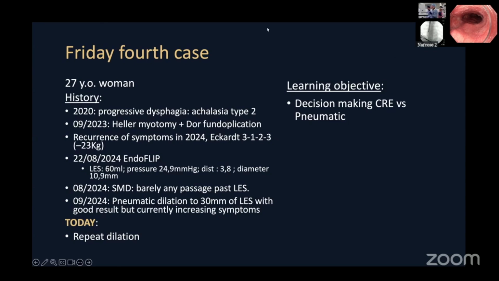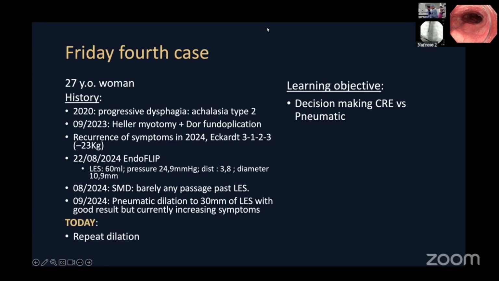Then she had an EndoFLIP. The EndoFLIP, that's the impedance telemetry, showed that she had a distensibility of 3.8 with a diameter of 10.9. The diagnostic threshold is probably either a distensibility of 2 to 3, not fulfilled, or a diameter of less than 13, which she does fulfill. So she probably has an incompletely treated lower esophageal sphincter.